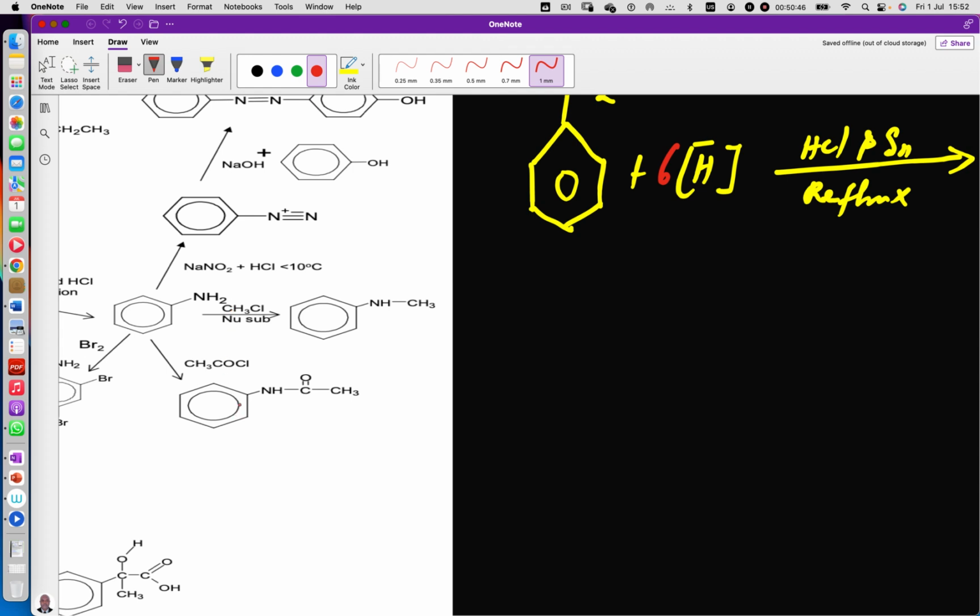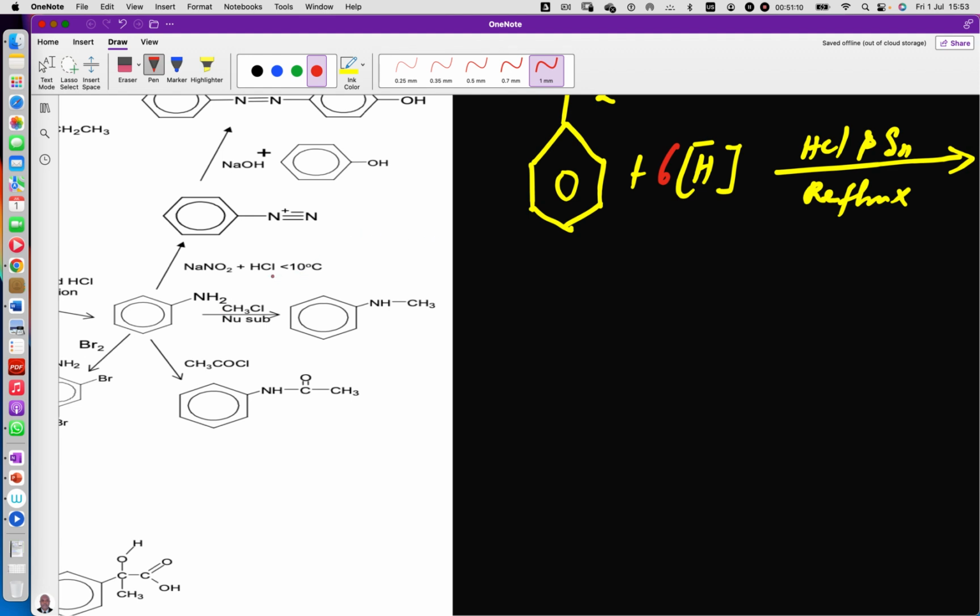Here, with the chloromethane, one of the hydrogens was substituted. With the ethanoyl chloride, one of the hydrogens was also substituted. So that is what is happening. Then on the other hand, it can react to form what we call a reaction of diazotization.